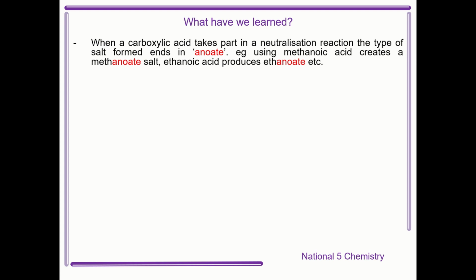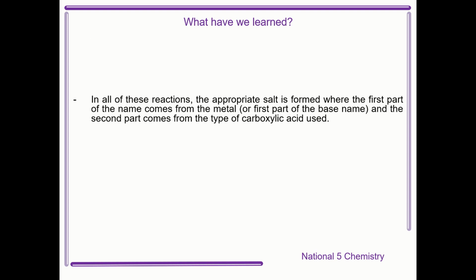then the salt will end in anoate. So methanoic acid will make a methanoate salt, ethanoic acid makes an ethanoate salt. In all of these reactions, we take the first part of the base with the type of acids in order to form that type of salt to make our salt's name. So our naming salt rules as we do before in Unit 1.